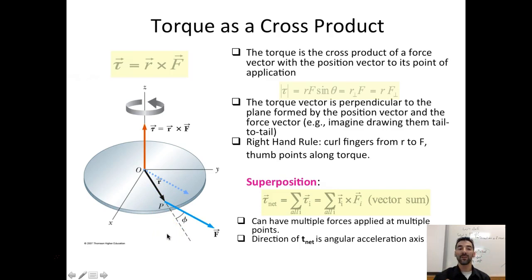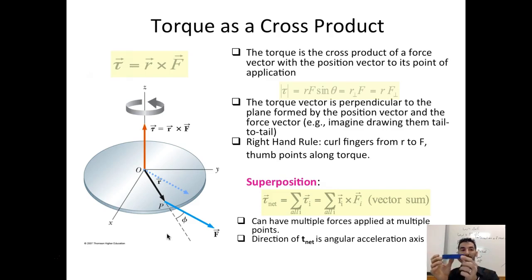Now, there are a couple of different ways I can find my direction of torque. Again, it has to have a direction because it's a vector. The first way I'm not a huge fan of, but I'm going to go through it anyway. There are two right-hand rules we're going to go over. The first one is just your fingers go in the direction of R.